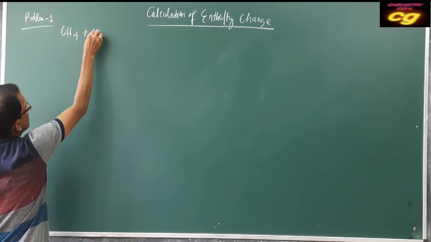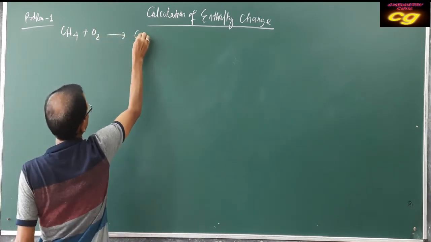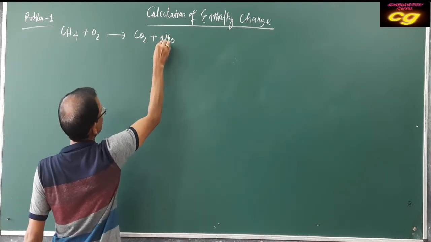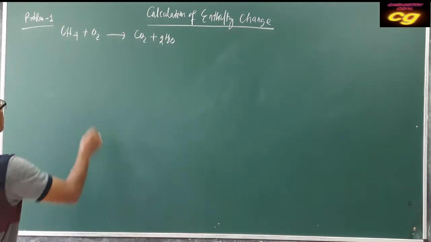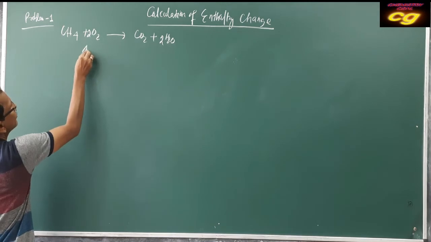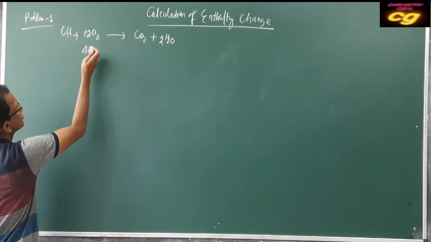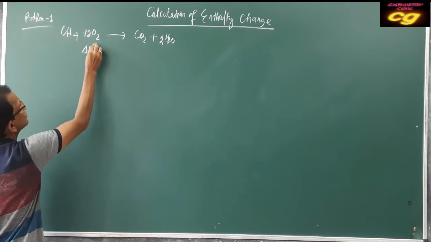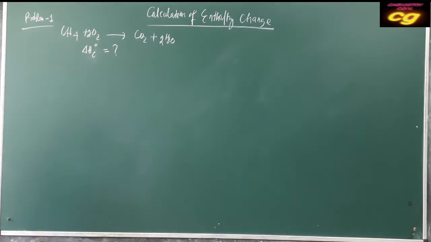Methane burns in the presence of oxygen, forming carbon dioxide and water. If you balance it, multiply by 2 here, then multiply by 2 here. Now it is a balanced equation, and it is called the combustion reaction of methane. The question is: what is the enthalpy of combustion of methane? We calculate it.